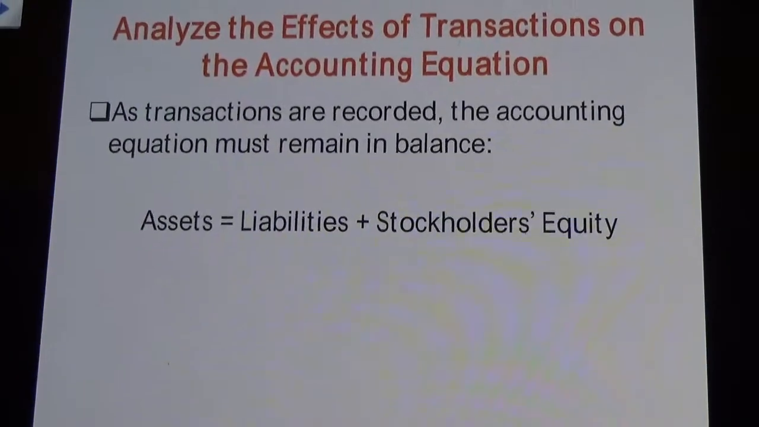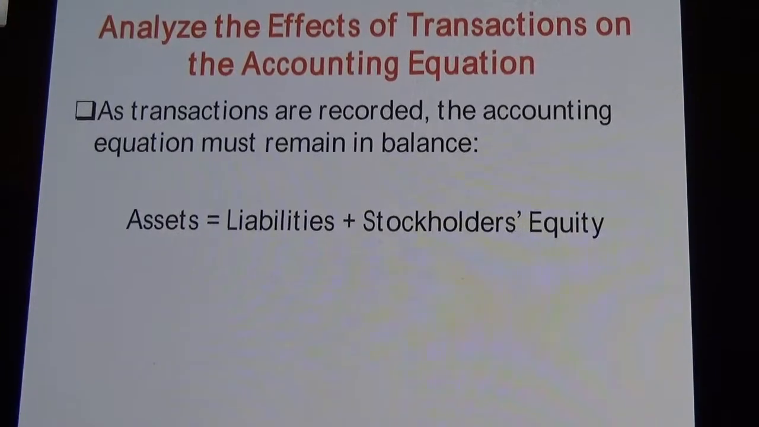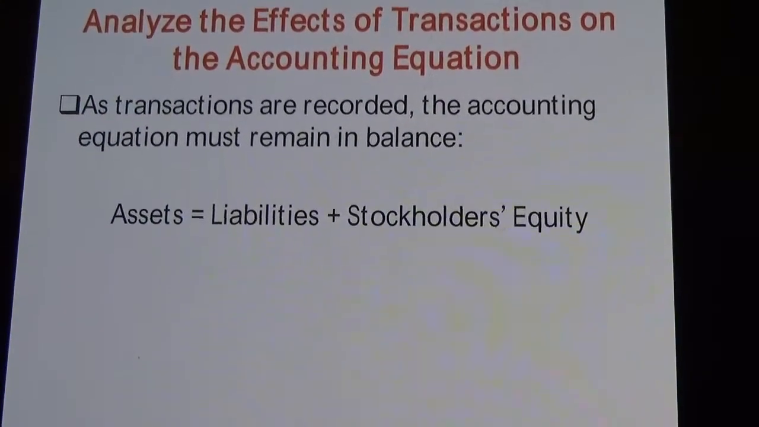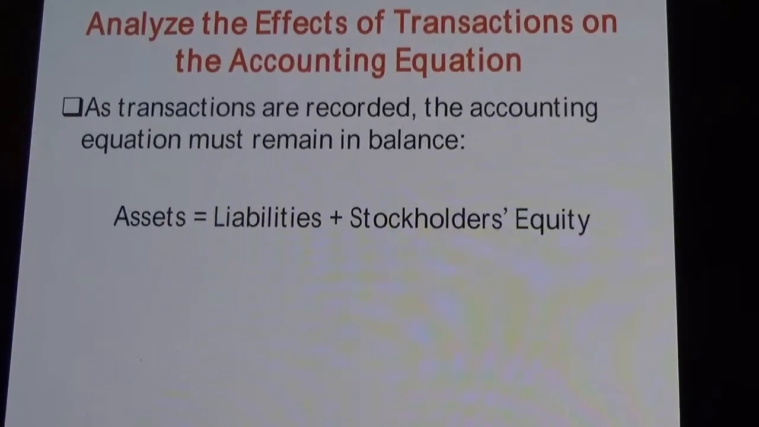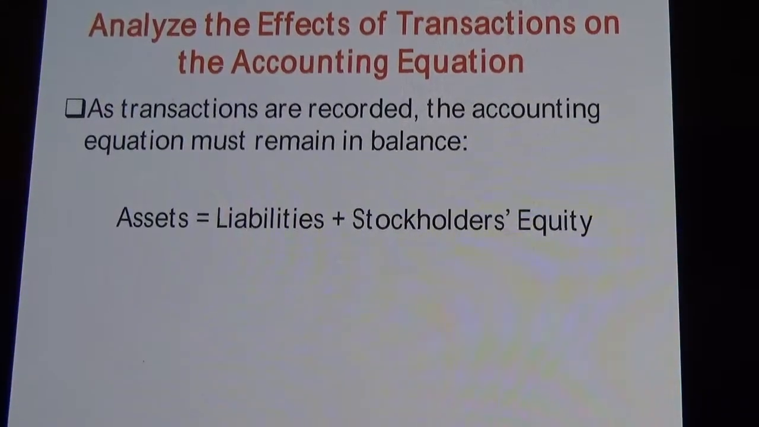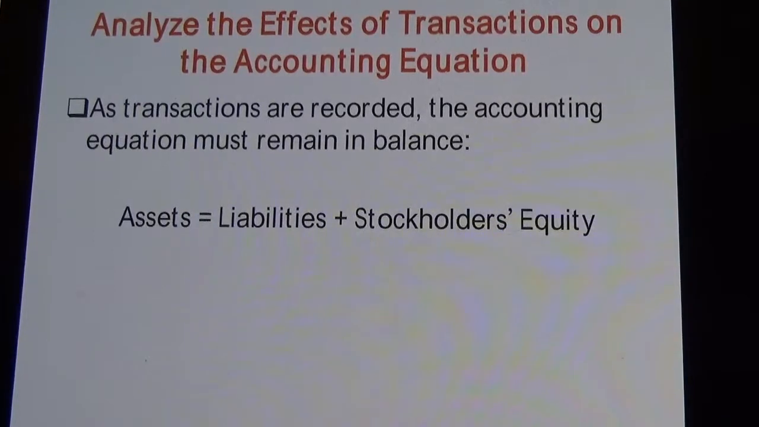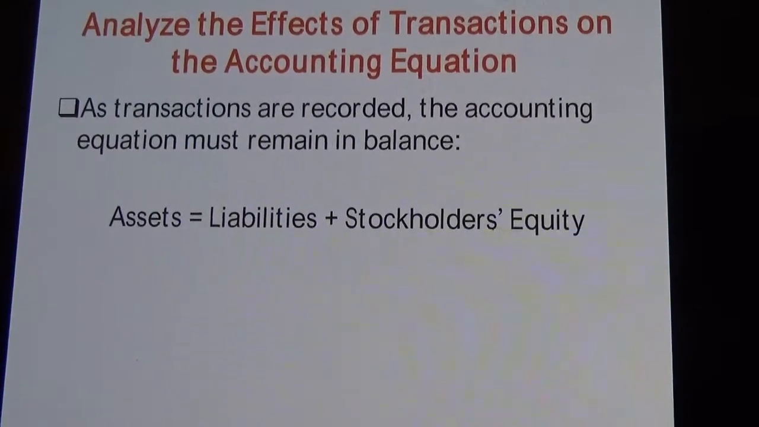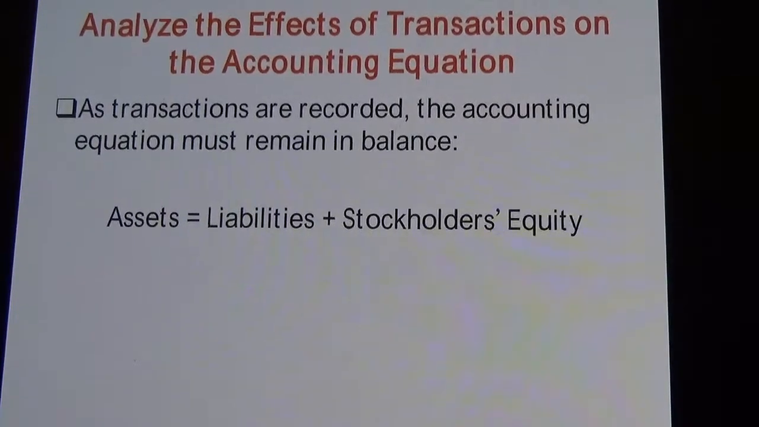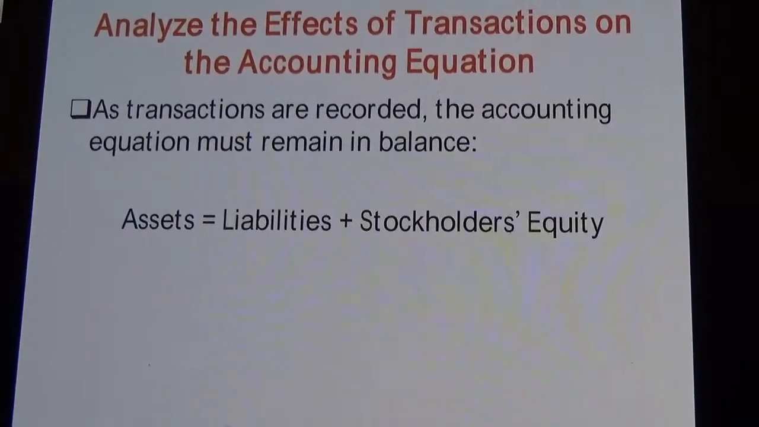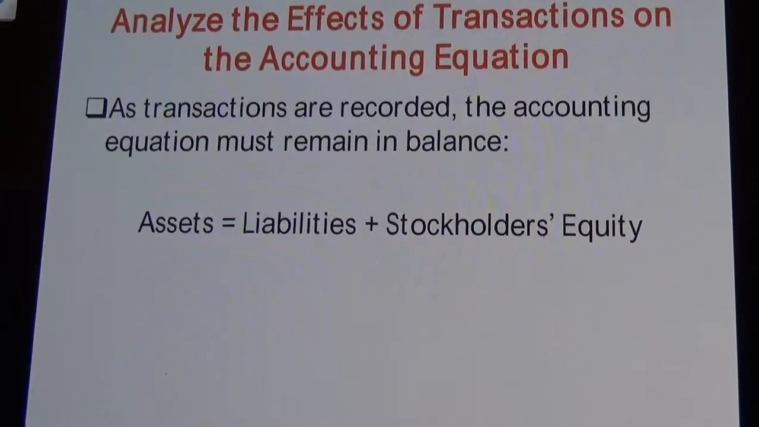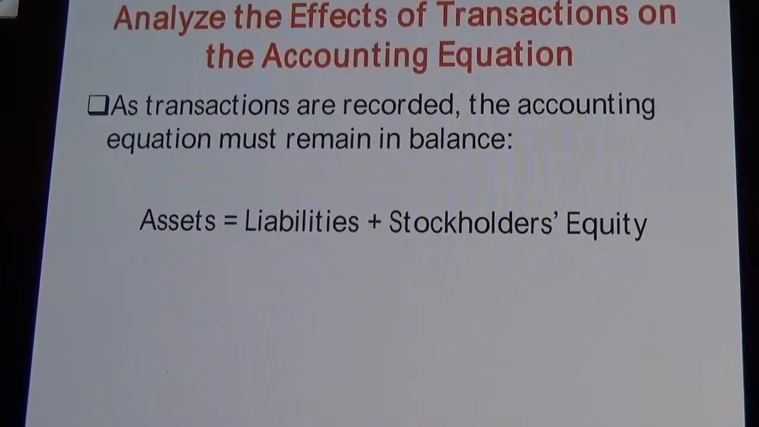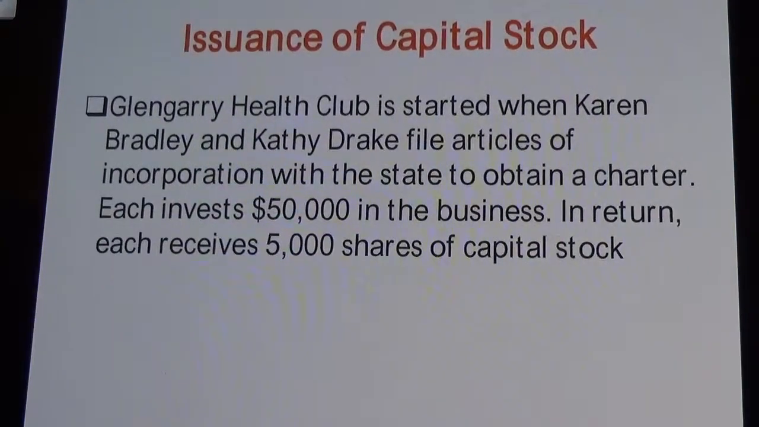And when we're doing the mechanics, we always want to keep in mind that we have to keep the accounting equation in balance. That balance sheet equation that we use, assets equals liabilities plus stockholders' equity or owner's equity, whichever you want to call it, the assets have to always equal the total of those liabilities and equity. So we're always going to be looking for the effect of the processing that we're doing on that accounting equation to make sure that it stays in balance. Let's look at some examples.